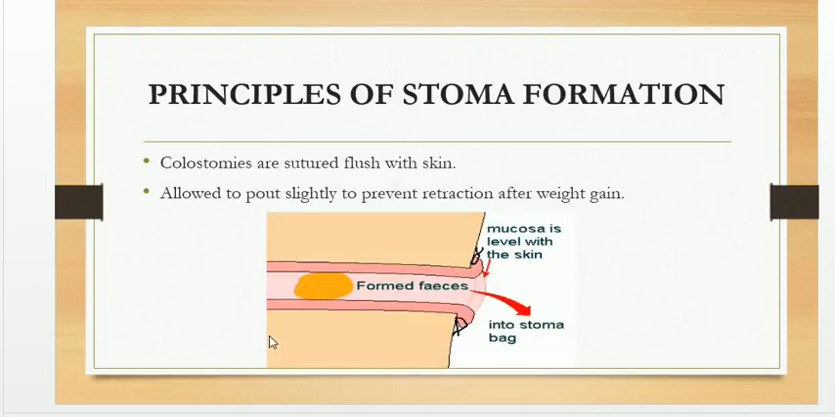Colostomies are sutured flush with skin. This is the thing which I was explaining in the previous slide. So the colostomies, as in the case of ileostomy, you have seen, in the case of colostomy you can see it is not elevated above the skin. It is at the level of the skin because the contents are feces. So they are allowed to spout slightly to prevent retraction after weight gain. That means only slight elevation is required in colostomy as compared to ileostomy, so that if the patient gains weight afterwards, it does not retract.